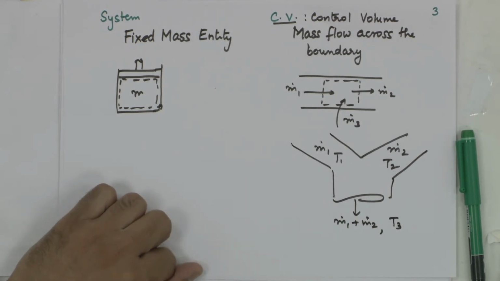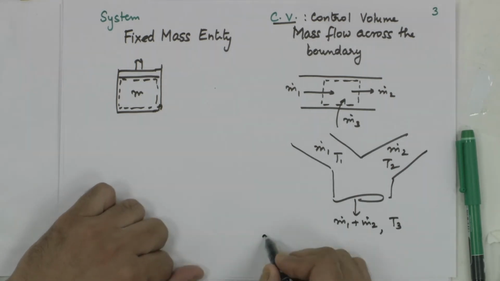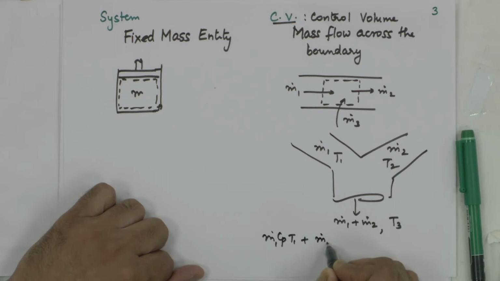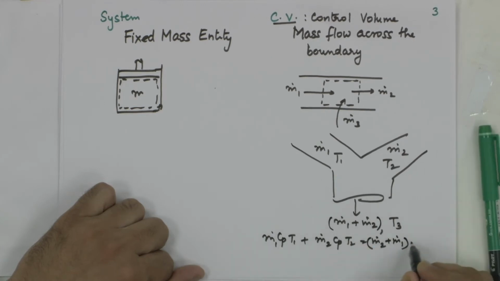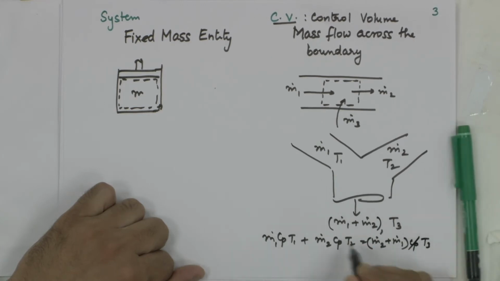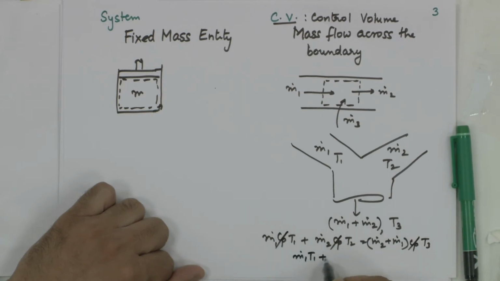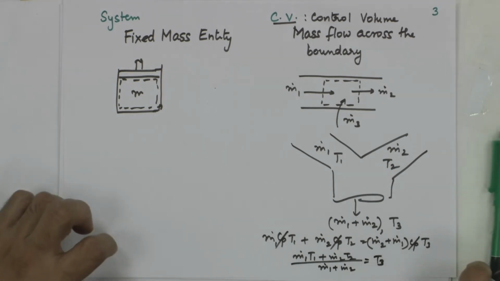How do you get this energy balance? m dot 1 Cp T1 plus m dot 2 Cp T2 equal to m dot 3, which is nothing but m dot 1 plus m dot 2, because mass is conserved, times Cp T3. Cp will cancel. You get m dot 1 T1 plus m dot 2 T2 divided by m dot 1 plus m dot 2 is nothing but your T3. This we have seen in thermodynamics.